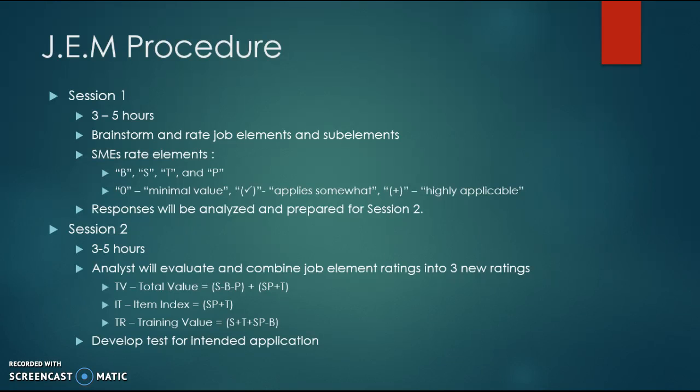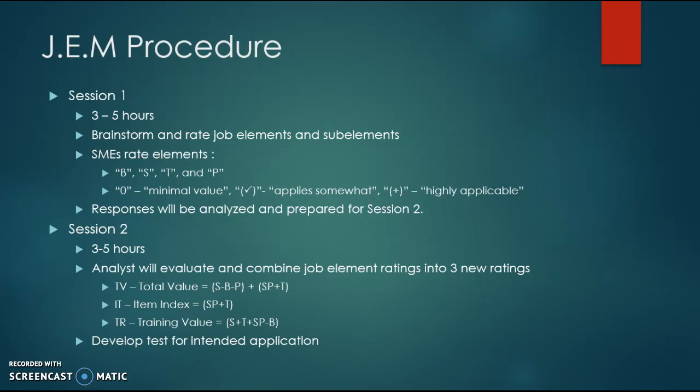Responses and scores will then be analyzed from the above-mentioned rating scales and prepared by the analyst for Session 2. In Session 2, the analyst will evaluate and combine the job element ratings above into 3 new derived scores. These new scores or new ratings are known as the derived scales. There are 3 derived scales which include the total value scale, the item index scale, and the training value scale.